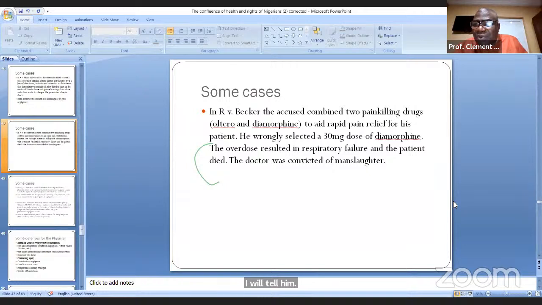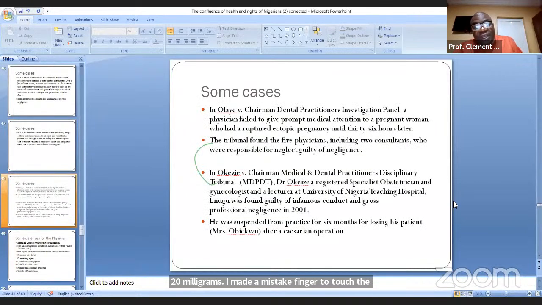You're not going to tell somebody, oh, I wanted to write 3 milligram. I made a mistake. The patient took 30 milligram and died. Of course, they were found guilty.